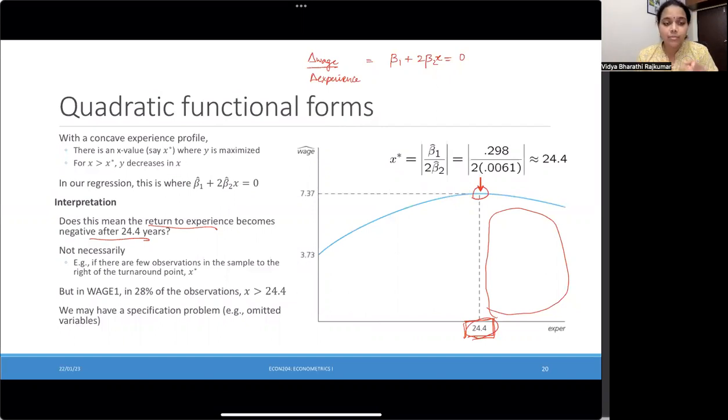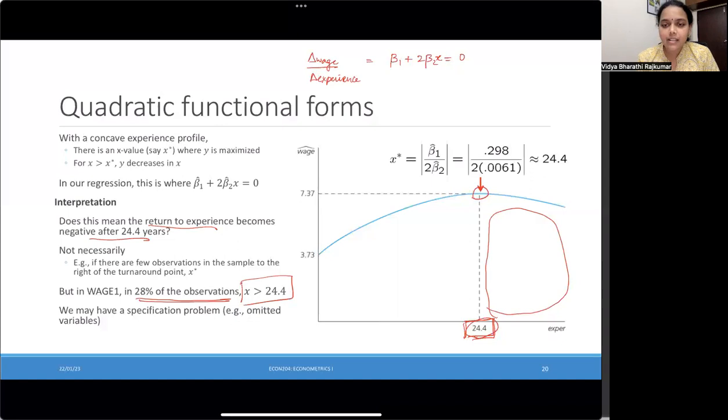But in this example, in this data set that was used for this regression, about a third of the data, about 28% of the observations, have an X value that is greater than 24. About a third of my data set has individuals whose experience exceeds 24 years. So that is quite a sizable chunk. In that case, we have to be really careful in how we're interpreting these results of 24 being a maximum, a peak experience period.